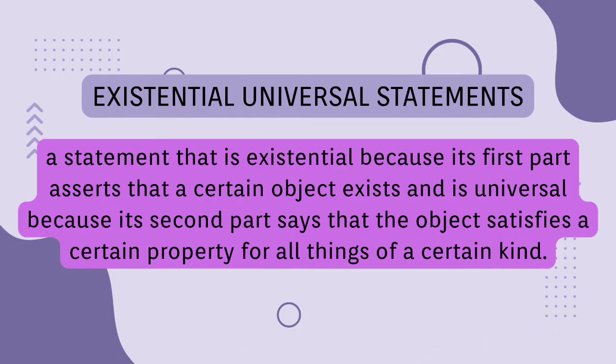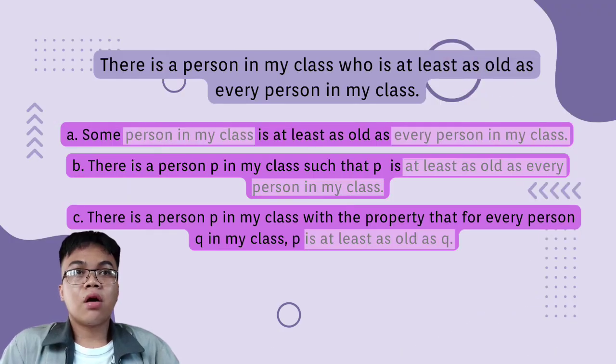Existential universal statements. A statement that is existential because its first part asserts that a certain object exists, and is universal because its second part says that the object satisfies a certain property for all things of a certain kind. Let's see the example of rewriting an existential universal statement. We have here the example statement.